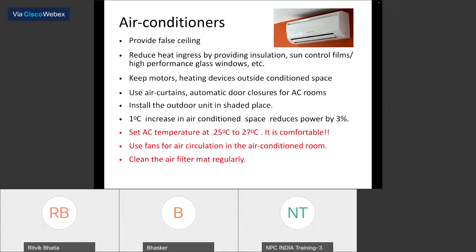A 1% increase in air conditioner set temperature reduces power by 3%. I can give you one example from Japan. When the tsunami came 3-4 years ago, they decided to close all their nuclear plants because they had a lot of problems in the nuclear plant, since water went into it, and a lot of people had cancer there in Japan.